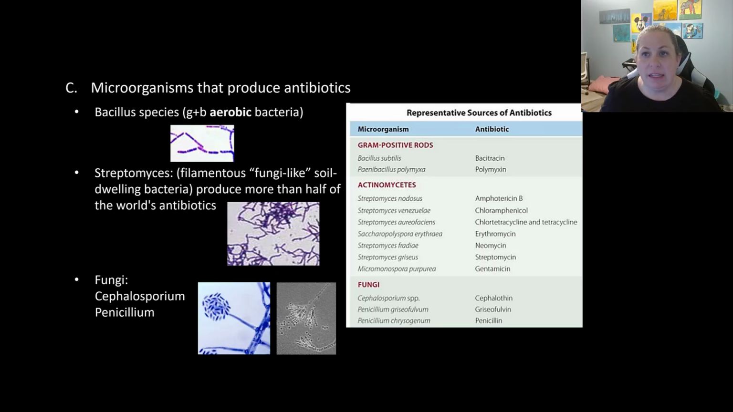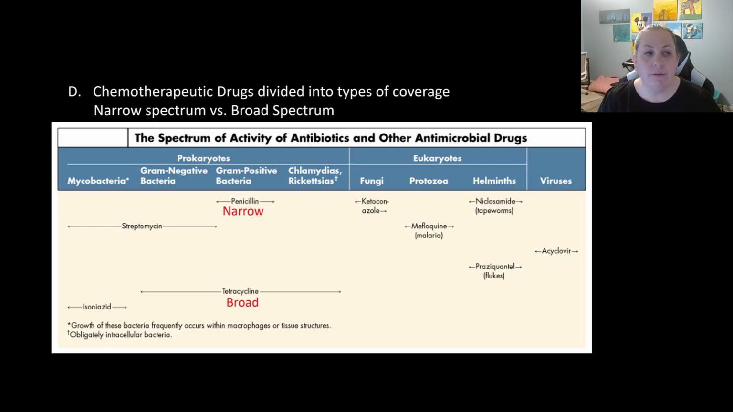Now, when we look at this idea of chemotherapeutic drugs, they do get divided into two types of coverage. When we talk about this coverage, they can either be narrow spectrum antibiotics or broad spectrum. Broad means a lot bigger. If you look at this chart, you can see that penicillin has a more narrow group that it can act on. It's very effective against gram-positive bacteria, but it's not going to be effective against gram-negative or even the chlamydias. It's not going to be helpful in a lot of other areas.